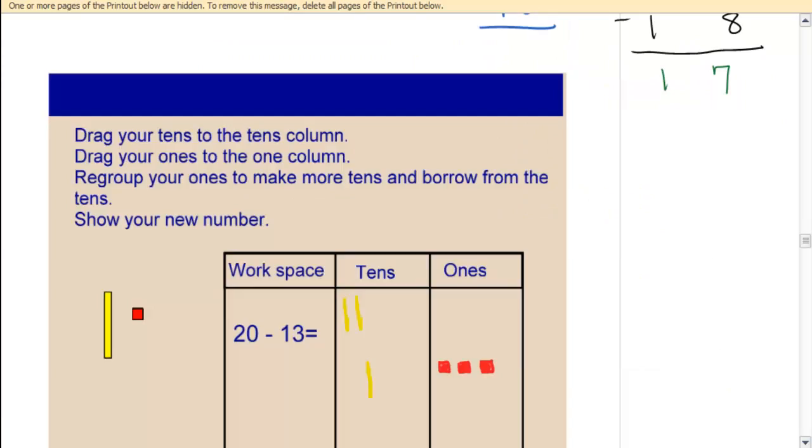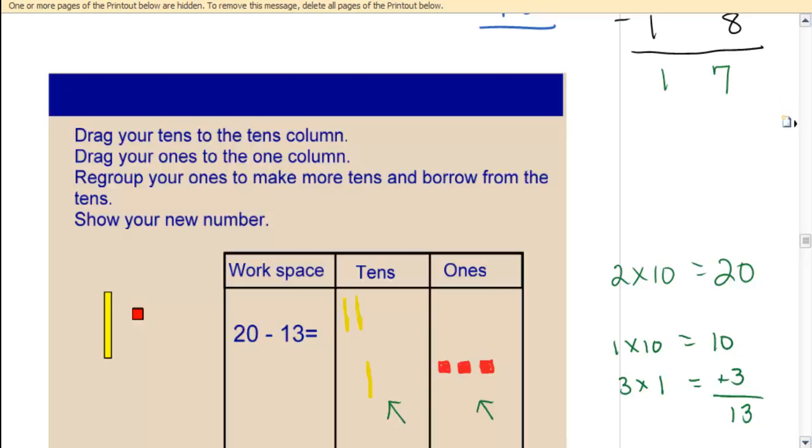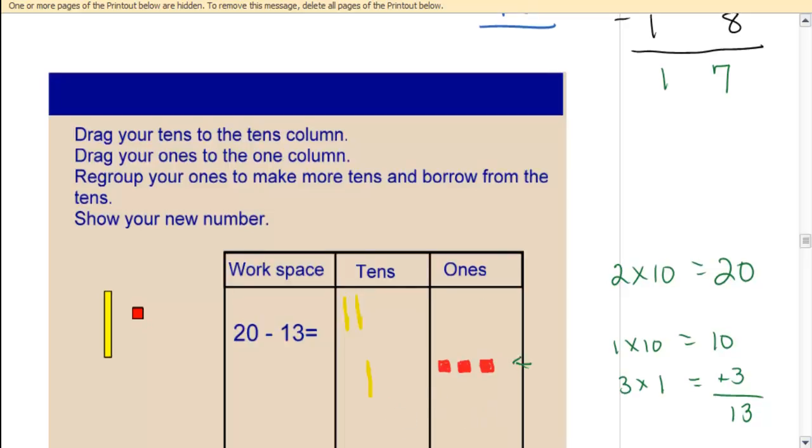Doesn't matter. In this next problem, I have 20 minus 13, and I'm showing you 20 with 2 tens because 2 times 10 is 20. And then I'm showing you 13 with 1 ten because 1 times 10 is 10, plus 3 ones because 3 times 1 is 3, and that gives us a total of 13. Now, we need to be able to take away these 3 ones from the ones in 20, but we don't have any ones in 20.